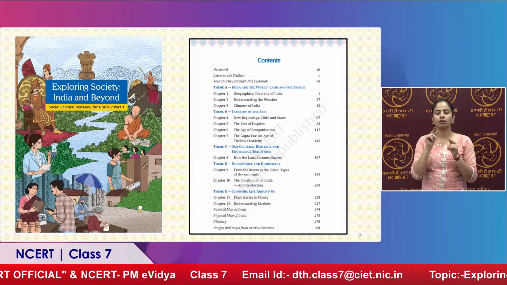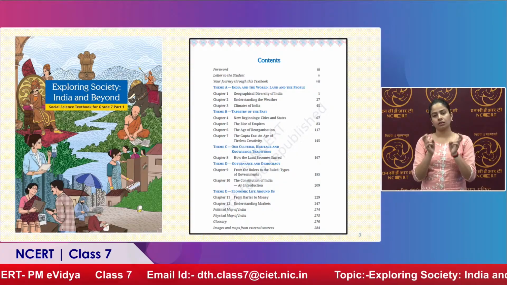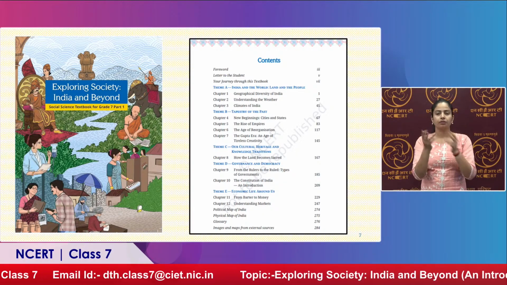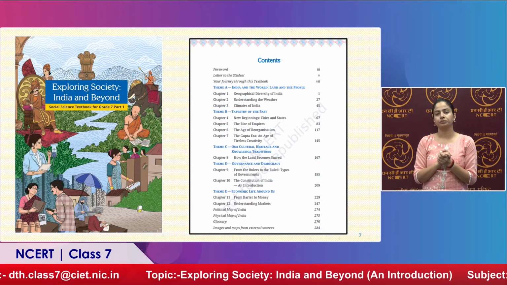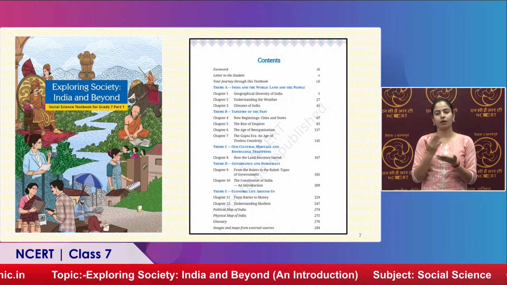So you can see on the screen that this book has been presented theme-wise, and in this book there are 5 themes. Theme A, India and the World: Land and the People, is dedicated directly or indirectly to the geographical dimensions. Theme B, Tapestry of the Past, reflects the historical dimensions. Theme C, Our Cultural Heritage: Knowledge, Traditions, orients the learner about the rich cultural past.